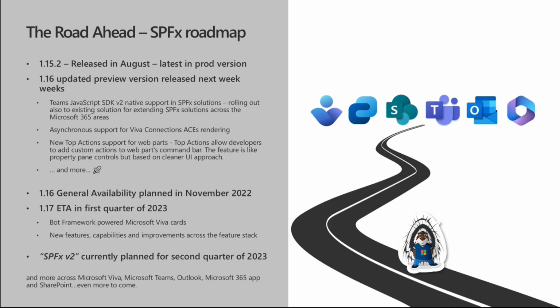1.16 is coming as an updated preview version next week. Most likely it's going to be Tuesday, just before our call or just after the call. And they say that's going to be already a close to GA version of 1.16. We're looking into getting 1.16 out in November, so within the upcoming weeks, with great improvements and documentation on how to get any SharePoint Framework solution to work in Outlook, in Office, in Teams or in SharePoint, which is really, really cool. The ETA for 1.17 is the first quarter of 2023.